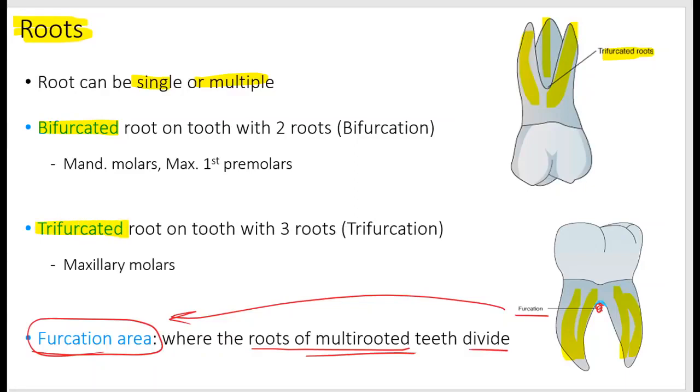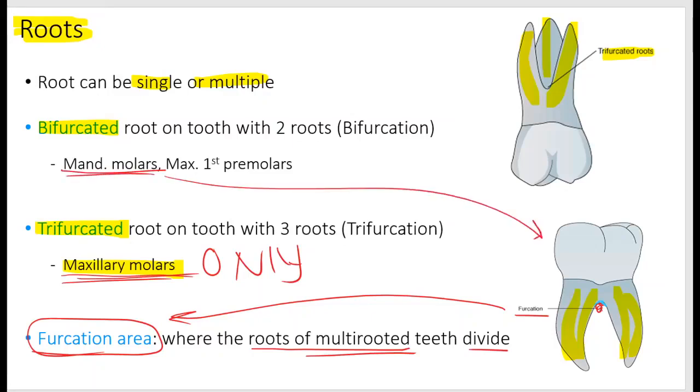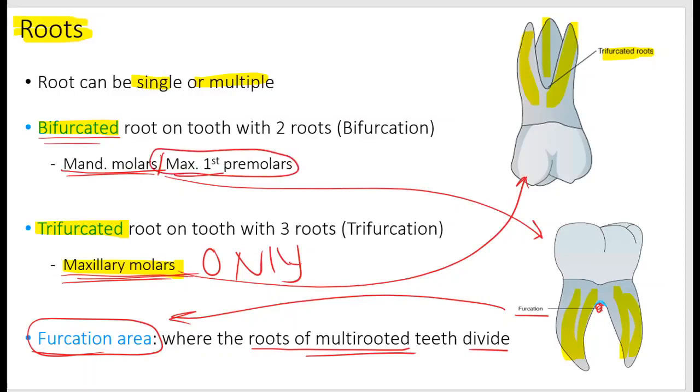So which teeth have 3 roots? Maxillary molars. Only maxillary molars. Well, maybe some third molars, because third molars can be anything, even on the mandible, but mainly it's the maxillary molars, or normal teeth. The bifurcated ones are the mandibular molars. So the mandibular molars, like this, have bifurcation. The maxillary molars, like that, have trifurcation. Another tooth that might have 2 roots is the maxillary first premolar.